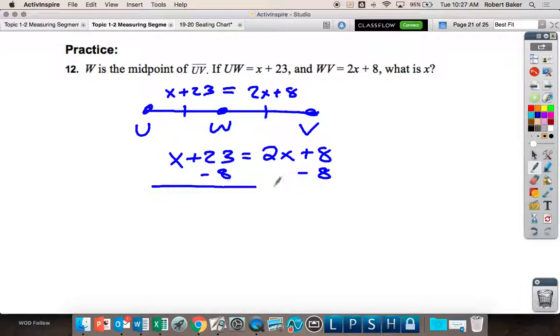Because you started that way, there is only one way to continue. Subtracting 8 from both sides: x plus 15 equals 2x. Right? Did I do that right? Okay. Now there's only one way to continue. What do we have to do next? Subtract x from each side. Now we have to subtract x from each side.